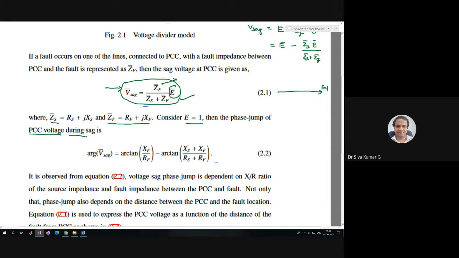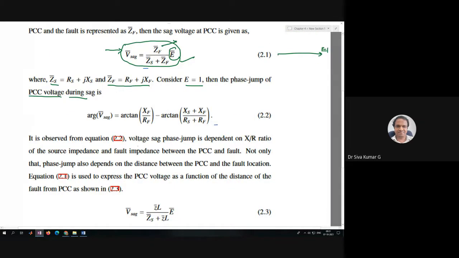Okay, it is observed from the above equation that the voltage sag phase jump is dependent on the X by R ratio of the source impedance and then the fault impedance between the PCC and the fault. Basically, what I mean to say is that the phase jump is dependent on the X by R ratio of the source impedance and the fault impedance also. Okay, this is creating the phase jump.